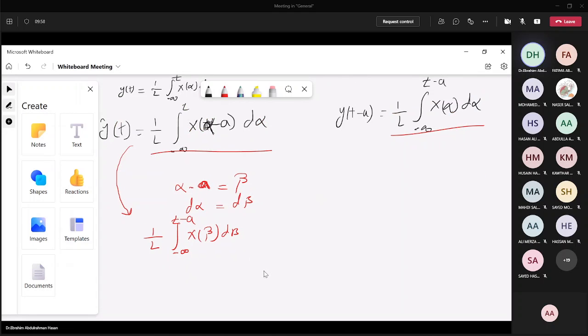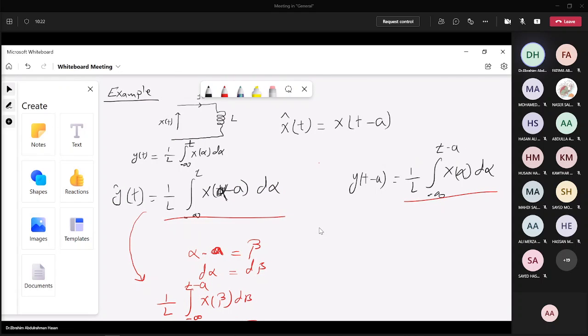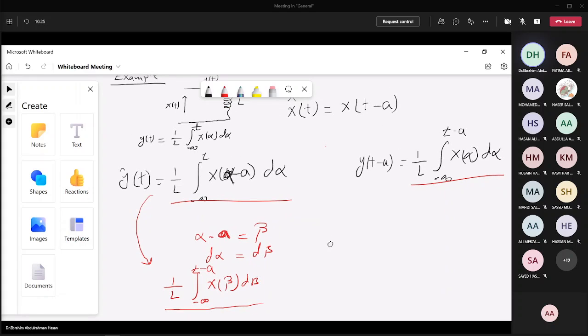لاحظ هذه الحين this and this is exactly the same, except we change the variable, so you can put any variable here, any variable, tau, then they are exactly the same. So since y hat of t equal to y of t minus a, then this system is a time invariant system. طبعا linearity, others I said straightforward يعني. Except this one.